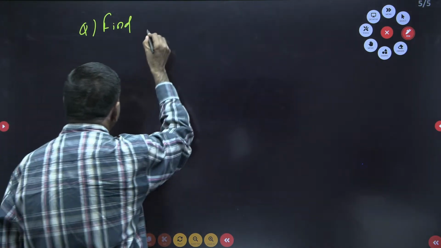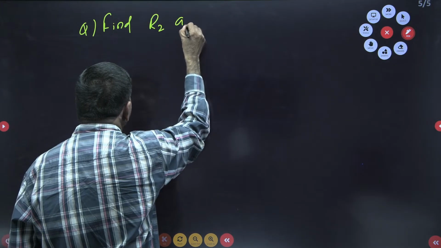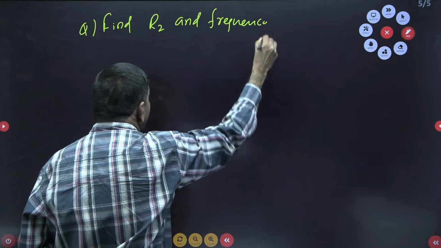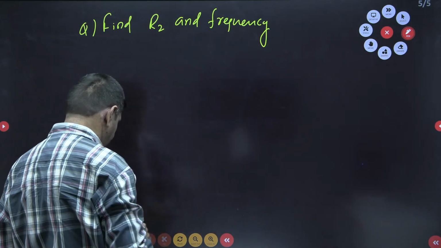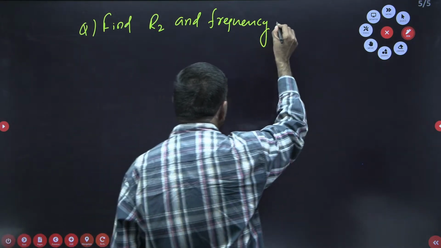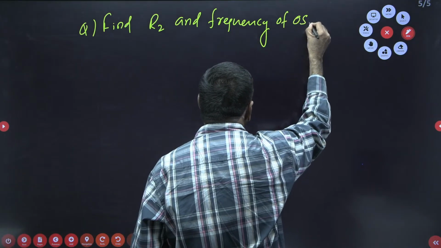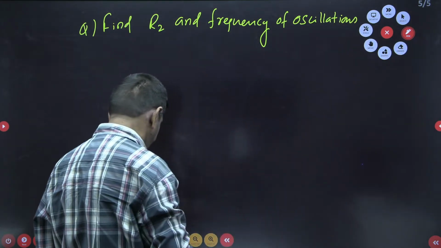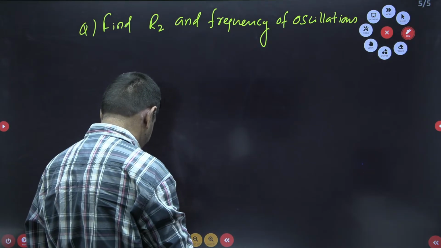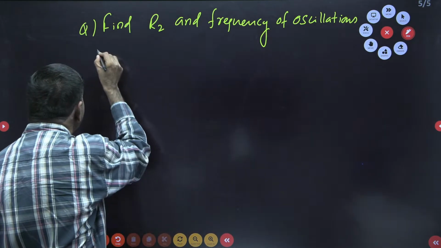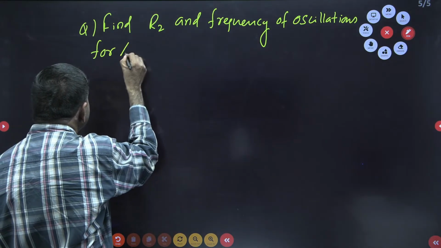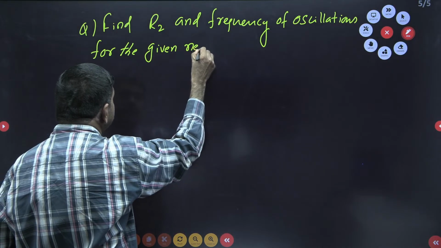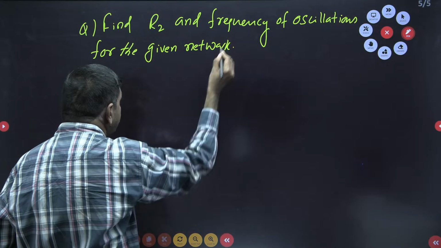Find R2 and the frequency of oscillations for the given network. The network is given like this.